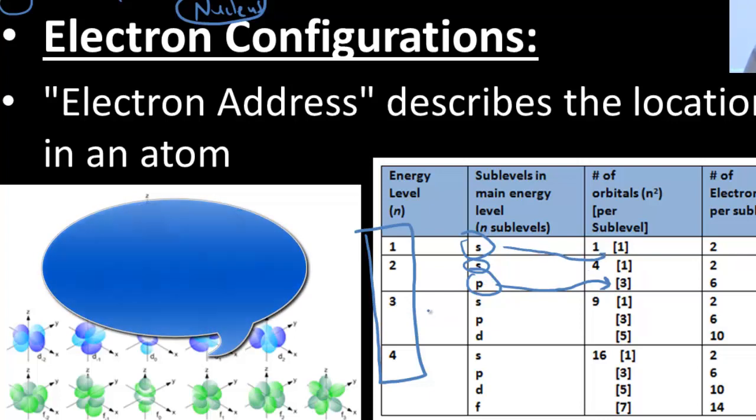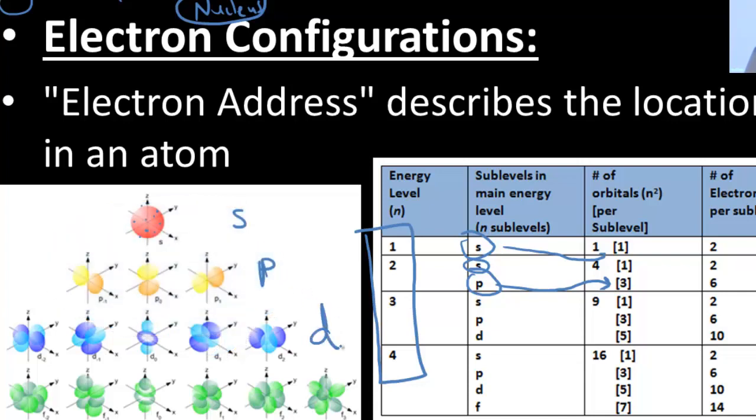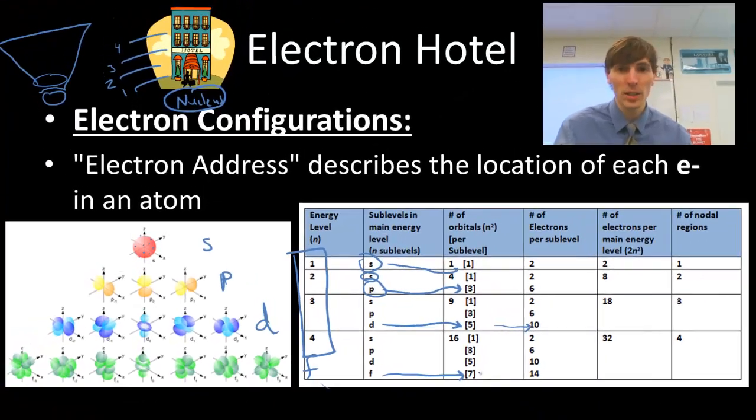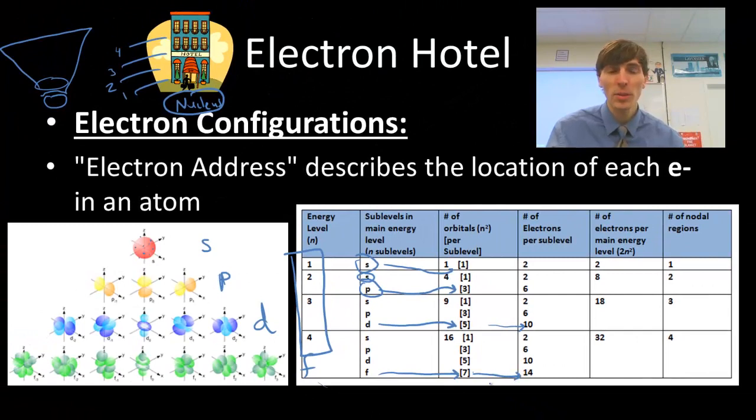On the third floor, we have three sublevels: an S, a P, and a D. The D actually has 5 orbitals based upon their different orientations. So the D region of the hotel, you could think of it as having 5 rooms, and each one of those rooms is an orbital, and each orbital can hold 2 electrons. So we have our 10 electrons, and as you go through this table, you'll see the patterns. And lastly, we have an F orbital. The F orbital has 7 different orientations, and each one of those orbitals holds 2 electrons, giving me 14 total.